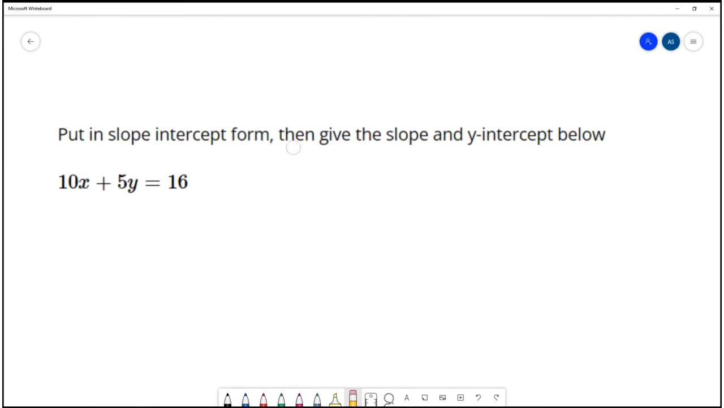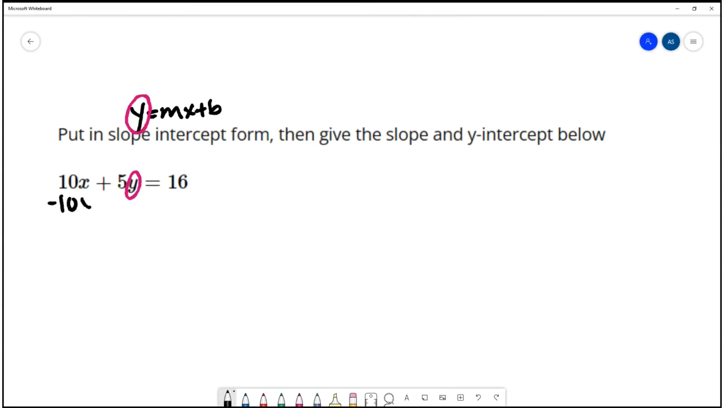Put in slope-intercept form, then give the slope and the y-intercept. We have the equation 10x plus 5y equals 16. This is a linear equation in our standard form. We want to rewrite it into our slope-intercept form. Slope-intercept form is y equals mx plus b. So our goal is to solve for y, to put it into that slope-intercept form.